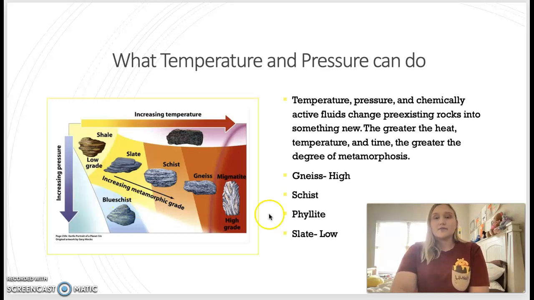And down here I have the grades from high to low. Gneiss is a high grade. Schist is second, phyllite third, and slate is the lowest. You can see on the picture that the greater the temperature, the higher the grade, and pressure is also involved too.